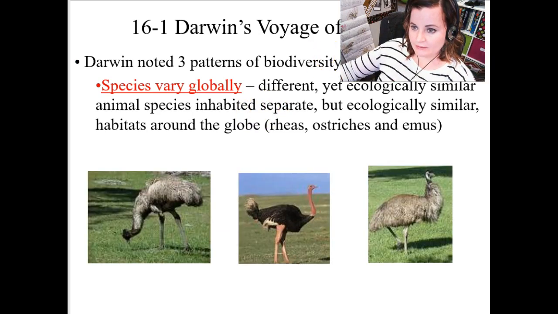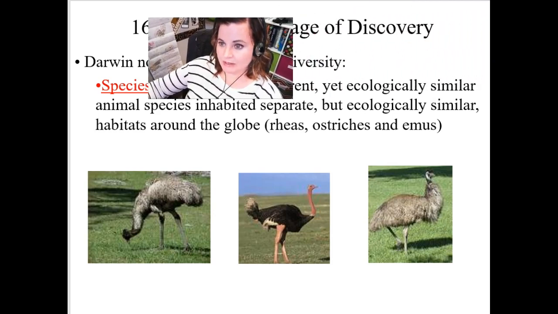So an example of variation of species globally: we have different yet very similar animal species that inhabit separate but ecologically similar habitats around the globe. Rheas, ostriches, and emus are all large flightless birds, all living in grassland-type environments, very similar to one another, yet not exactly the same. But they do live in similar habitats.